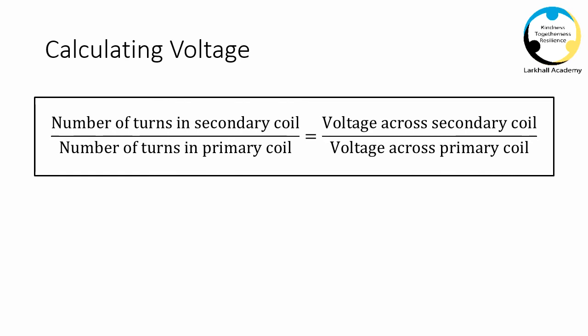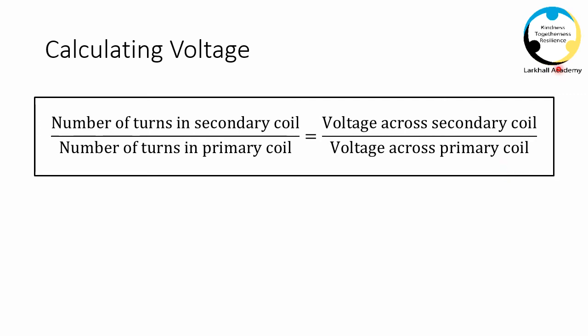So the number of turns in the secondary coil divided by the number of turns in the primary coil. Let's just look at that again. That's the number of turns in the secondary coil divided by the number of turns in the primary coil is equal to the voltage in the secondary coil, remember, we put that voltmeter across, that was why we did that, we could use that to measure the voltage in the secondary coil, divided by the voltage in the primary coil. That seems useful to me.